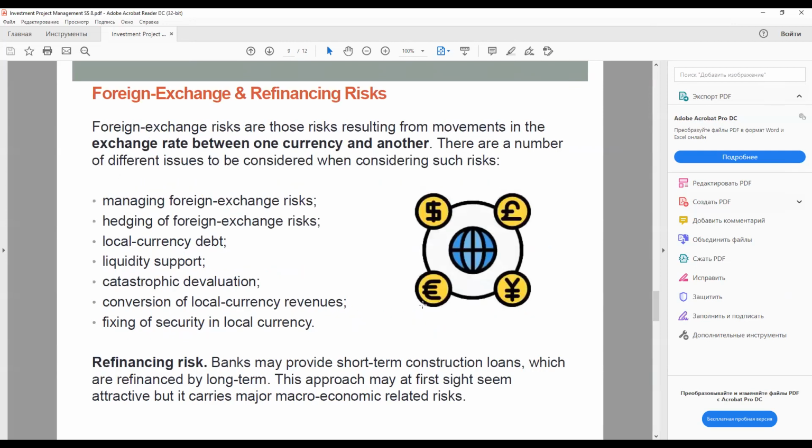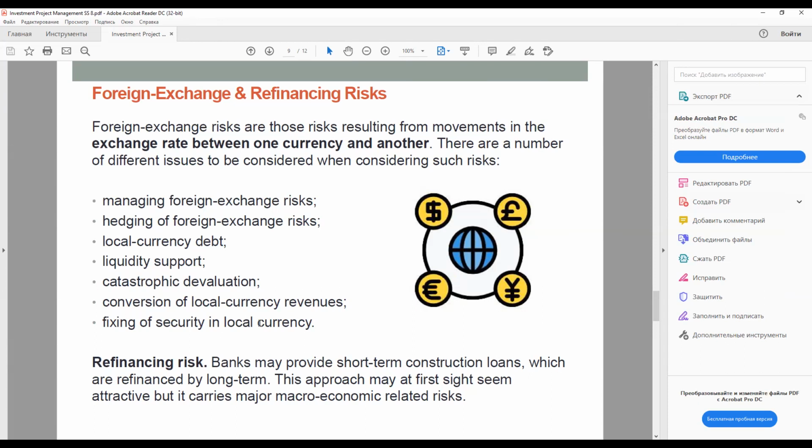And we have other types of financial or economic risks, and let us discuss foreign exchange and refinancing risks. The foreign exchange risks are those risks resulting from movements in the exchange rate between one currency and another. There are a number of different issues to be considered when considering such risk: managing foreign exchange risk, hedging of foreign exchange risk, local currency debt, liquidity support, catastrophic devaluation, conversion of local currency revenues, and fixing of security in local currencies. So let us discuss in detail these issues. What about managing foreign exchange risk?